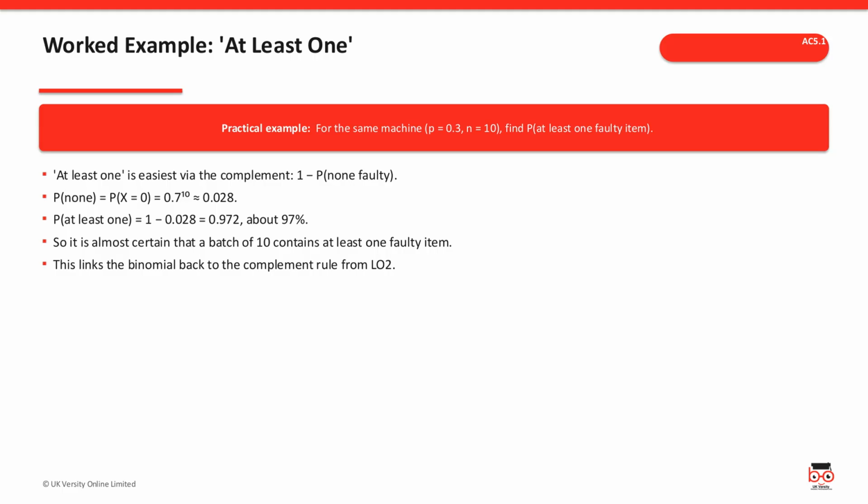The probability of none is the probability that X equals 0, which is 0.7 to the power 10, about 0.028. So the probability of at least one is 1 minus 0.028, which is 0.972, about 97%. In other words, it's almost certain a batch of 10 contains at least one faulty item. And notice we've reused the complement rule from outcome 2.